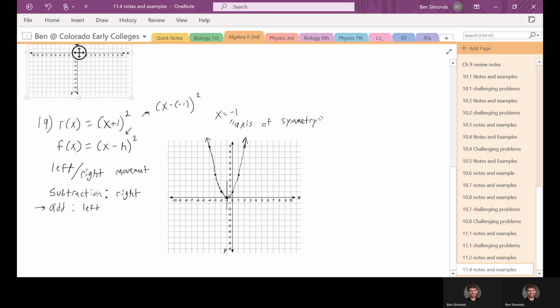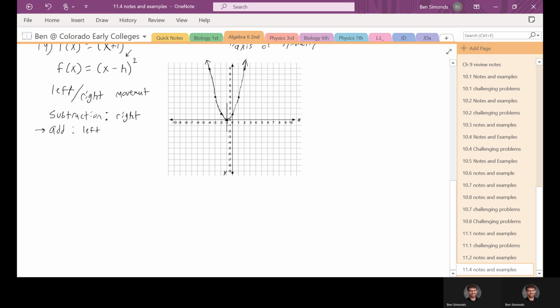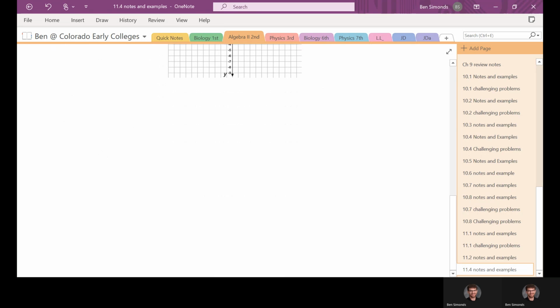So we've talked about moving up and down. We've talked about moving left and right. So what about getting skinny and getting fat? That's the next two ways we're going to edit our quadratic graph here. So number 29, f of x equals 4x squared.